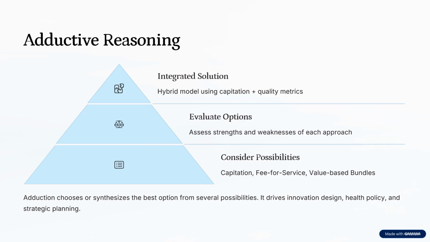Value-based bundle, I think the biggest problem is that it's hard to define a bundle, what is included, what is excluded, and it's very difficult to align people together. So finally, we may have a hybrid model that uses capitation with quality metrics to ensure there's no care rationing. So there are ways you can design it to address the deficiency. So adduction chooses or synthesizes the best option from several possibilities. This drives innovation design, health policy, and strategic planning. The difference between an idea and innovation is that innovation provides usefulness from an idea, and an idea is just an idea.